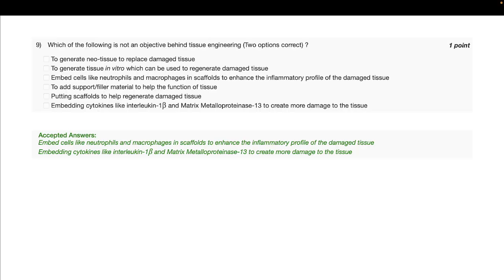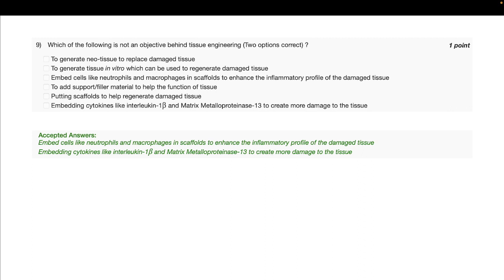the damaged tissue. So both of these options are incorrect because we do not use tissue engineering to enhance inflammatory profile of the damaged tissue. We don't want to check if there is inflammation. That is not what tissue engineering is used for. Also, we don't want to put in cytokines like interleukin and metalloproteinase to generate more damage to the tissue. That is not the aim of tissue engineering.